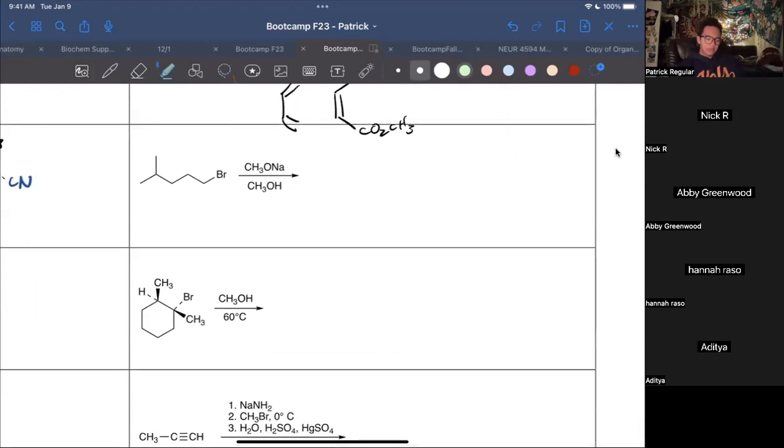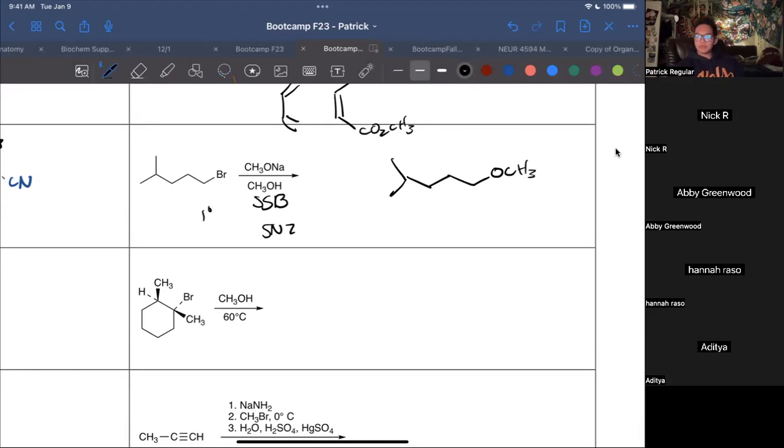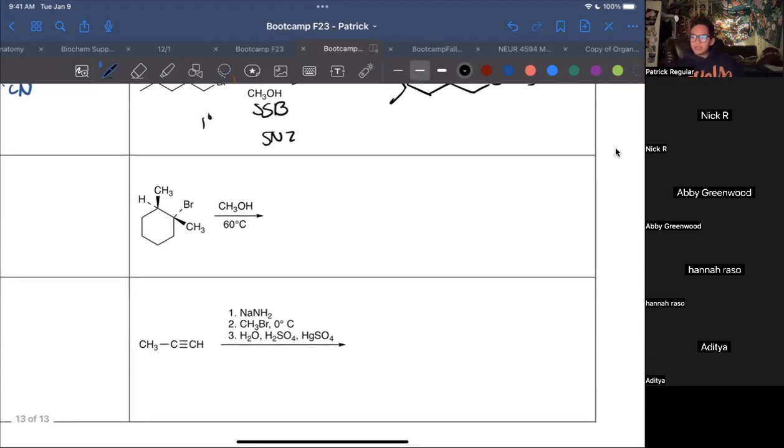Now let's look at this. We have a small, strong base and a primary substrate. We get an SN2. This one is really easy. It just replaces the bromine. Now let's look at the next one.